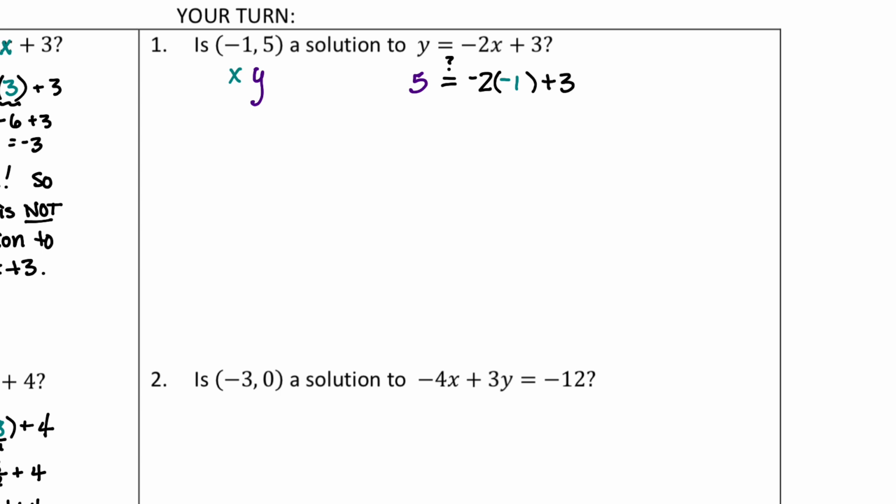Parentheses are also helpful when there's negatives. So if you just get used to putting a parenthesis, you'll have all your bases covered. So 5, does it equal negative 2 times negative 1 is positive 2. Add 3, and it does. That is true, right? So is it a solution? Yes.